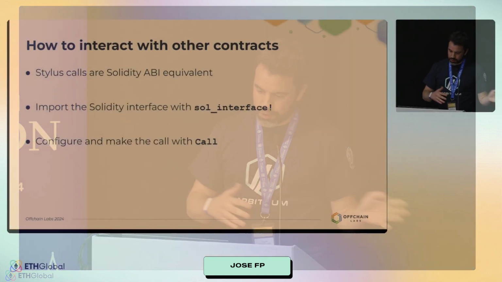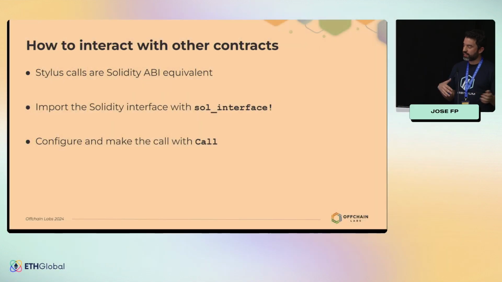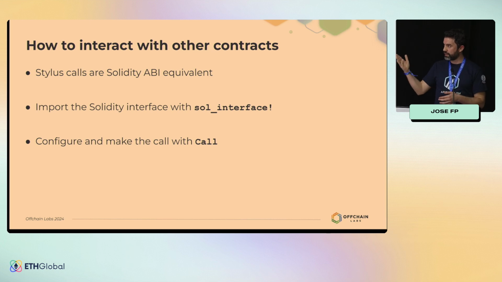Now, second part of the workshop: how to interact with other contracts. As we saw, we were interacting with the Rust contract that we just deployed as if it was Solidity. This happens because these Stylus calls are Solidity ABI equivalent, meaning that you just need to know the signature of the function that you're going to call, and that's it. You don't need any implementation details.